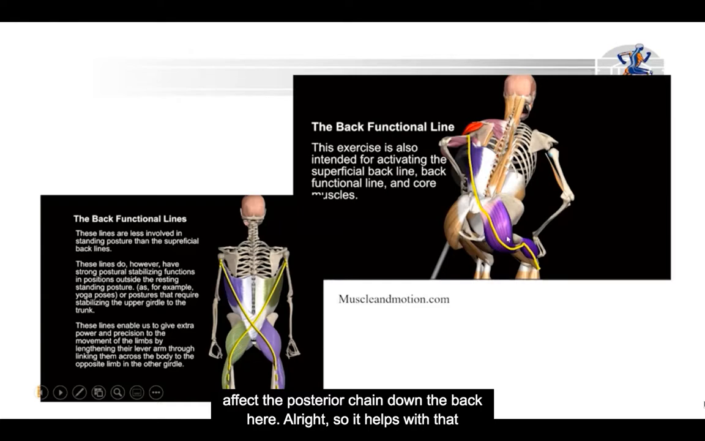So it helps with that stability in there. But again, if I have problems up here, it might create problems down here. So I have to look above and below that chain there.